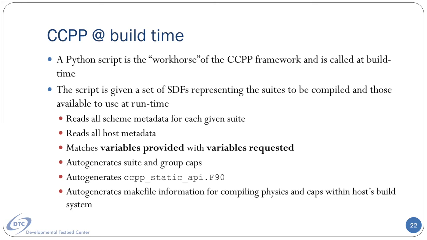The scripts then read all scheme metadata for each given suite, read all host metadata, and match host-provided variables with physics-requested variables. The outputs of the scripts are the auto-generated suite and group caps, the auto-generated ccpp_static_api.f90 with definitions for all of the CCPP physics run, etc. calls, and auto-generated makefile information for compiling both the physics and the auto-generated caps within the host's build system. In the UFS, all of this happens behind the scenes as part of the build system, and users can happily remain ignorant of the details, although familiarity with the process may be important for development and debugging.